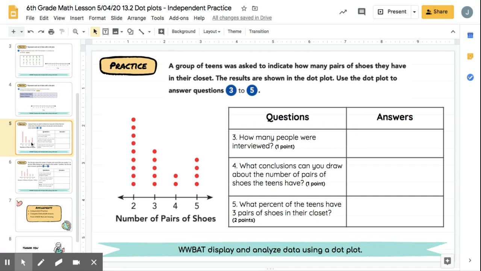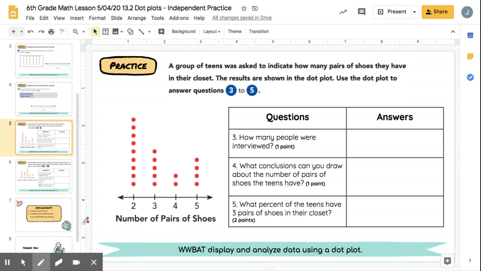For the next question, they already give the dot plot for you, so you're going to answer the questions. This dot plot represents a group of teens that were asked to indicate how many pairs of shoes they have in their closet. The first question asks how many people were interviewed, so you're going to count all the dots because 1 dot represents 1 person. And what conclusion can you draw about the number of pairs of shoes the teens have? Just look at the data and type out what you think. And then what percent of the teens have 3 pairs of shoes in the closet?